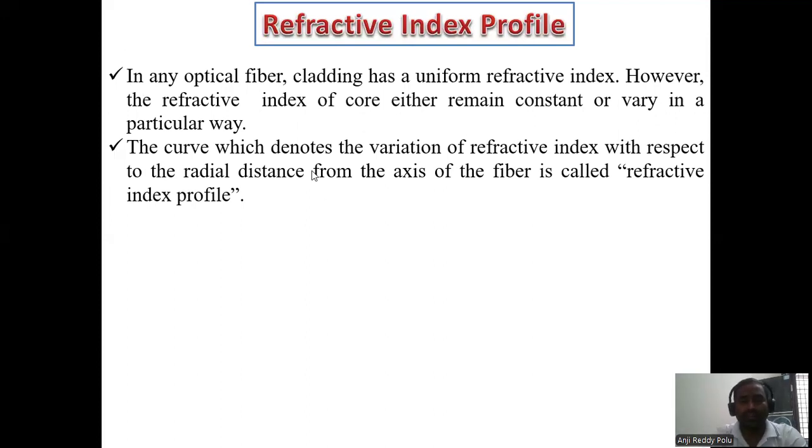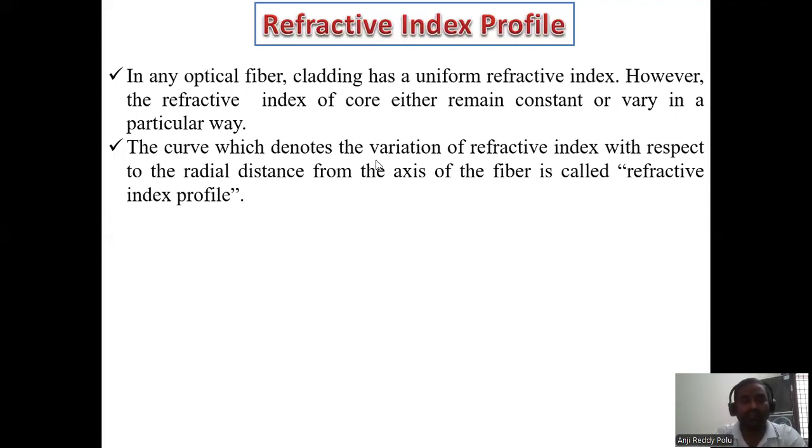In any optical fiber, the cladding layer has uniform refractive index. That means wherever you find the refractive index in that cladding layer, it is uniform. But the refractive index of core is not uniform. It either remains constant or varies in a particular way. How is that changing? That curve represents the refractive index profile.